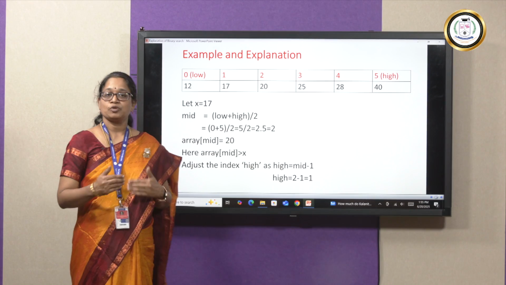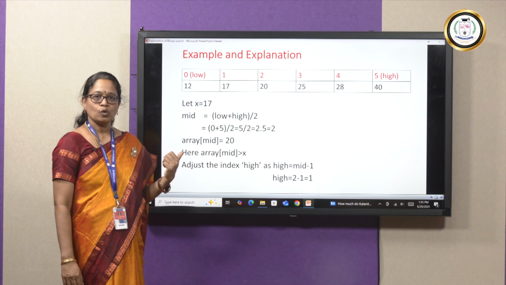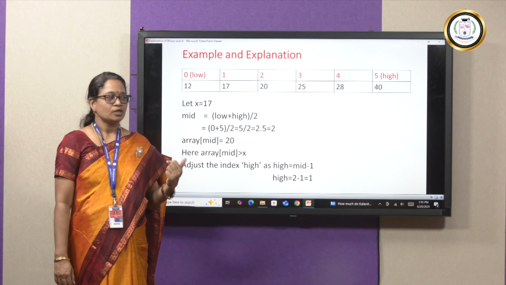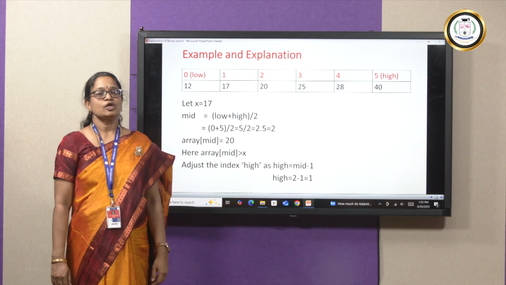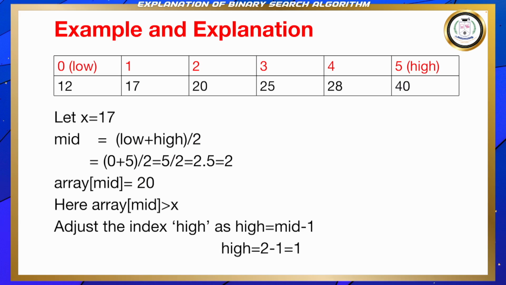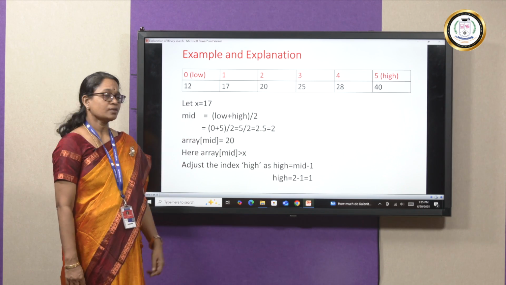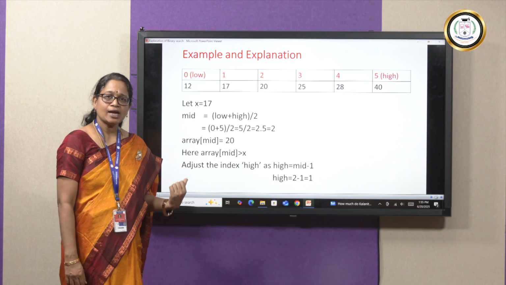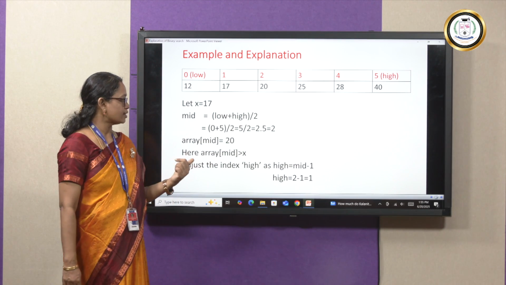Now let's start the procedure. First find the middle element, mid equal to (low plus high) by 2. Here the low is 0 and the high is 5. So 0 plus 5 divided by 2 gives 2.5, but we take only the integer value here. So let's write the value as 2. So the middle element is 20. And now we find that the middle element is greater than the target element, that is, 20 is greater than 17.